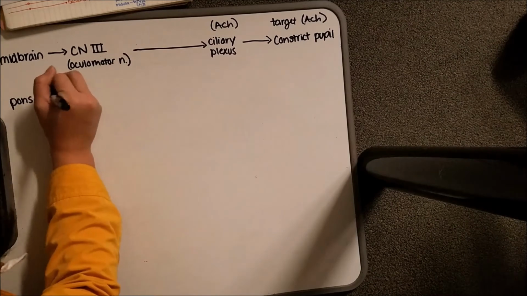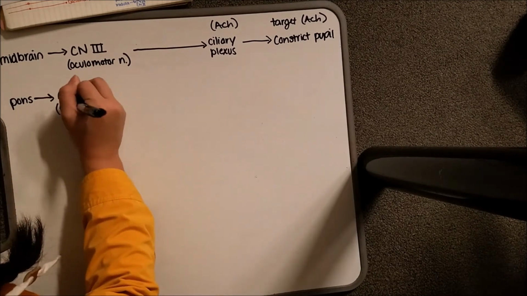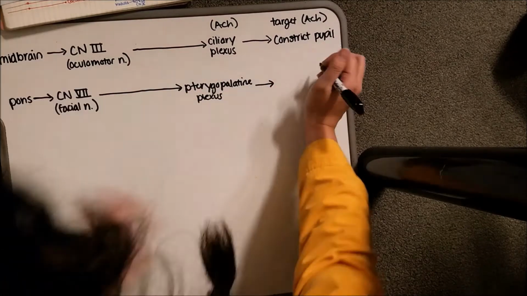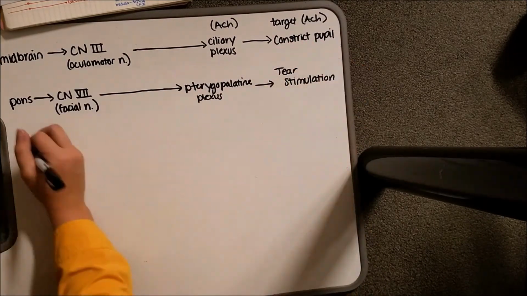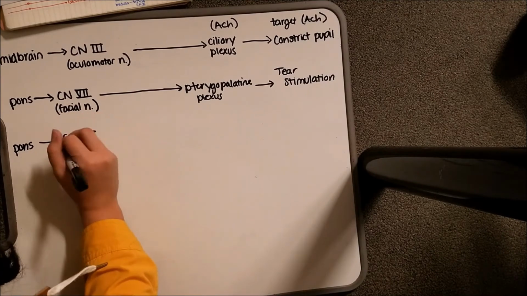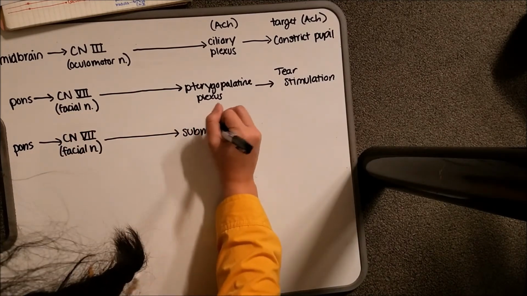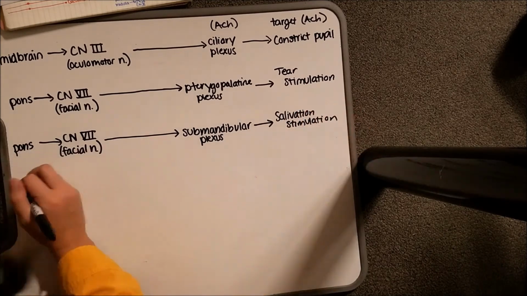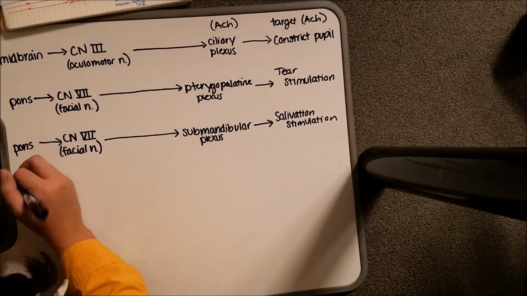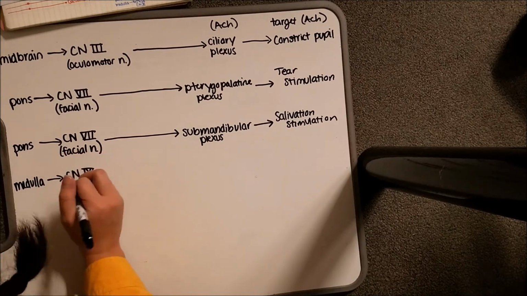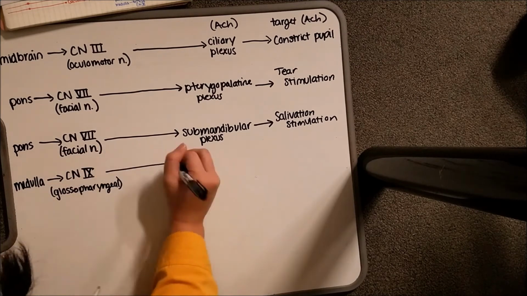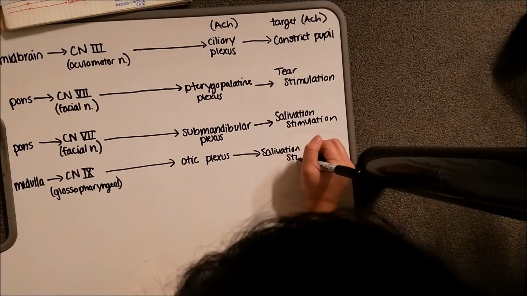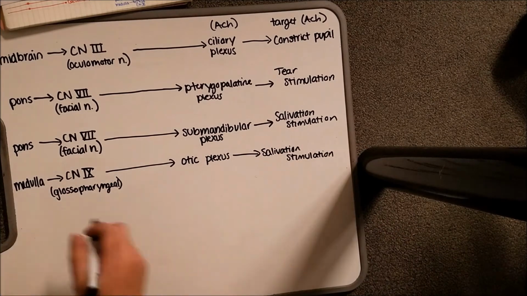From the pons, cranial nerve 7, the facial nerve, leaves and goes to pterygopalatine plexus, which then goes to the lacrimal gland, stimulating tears. The facial nerve also goes to the submandibular plexus and goes to the salivary glands, initiating the stimulation of salivation. Okay? From the medulla, the cranial nerve 9, also called glossopharyngeal nerve, goes to the otic plexus, which then goes to the salivary glands as well, initiating the stimulation of salivation.